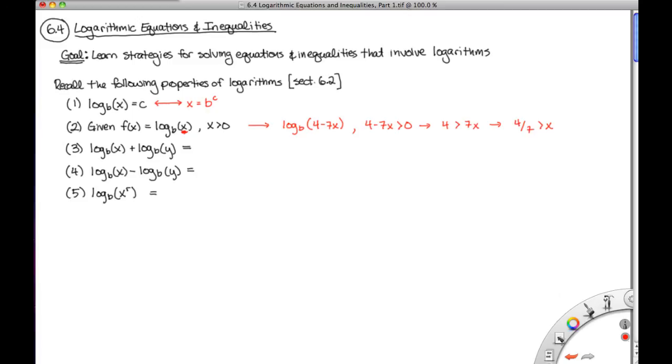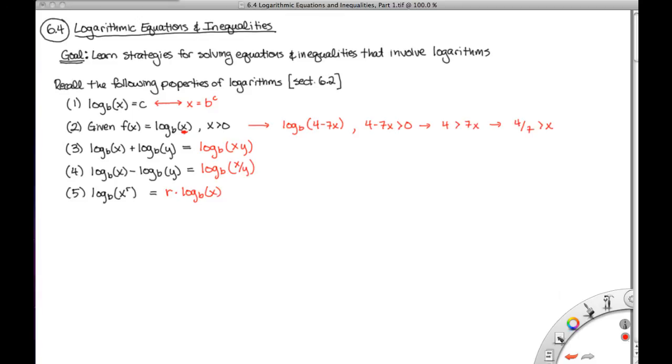If we have the sum of two logs with the same base, we can rewrite these as the log of the product, so x times y. And if we have the difference of two logs with the same base, we can rewrite this as the log base b of the quotient of x divided by y. And then lastly, if we have log base b of some expression raised to some power r, we can rewrite this by moving the exponent as a coefficient, and we've got r times log base b of just x. So these are some properties that we've already spent some time looking at in section 6.2, but we're going to be using a lot today.